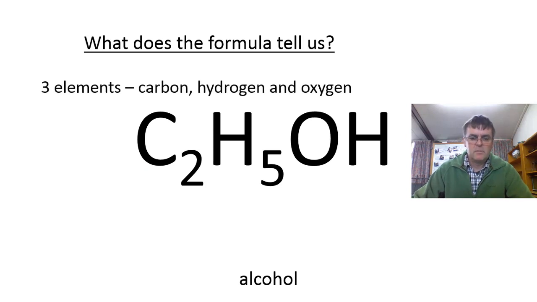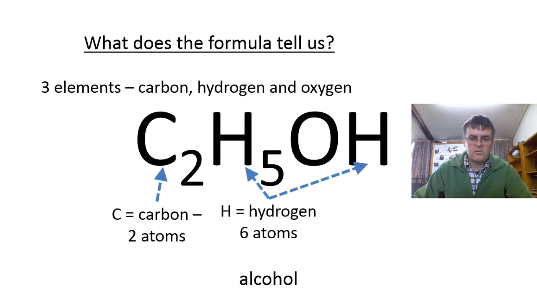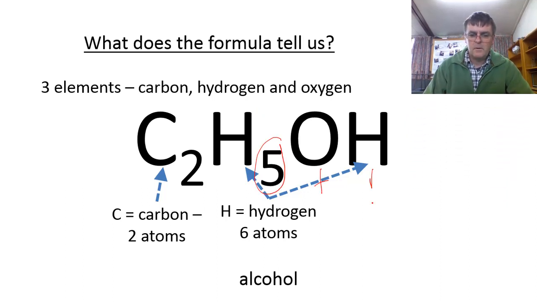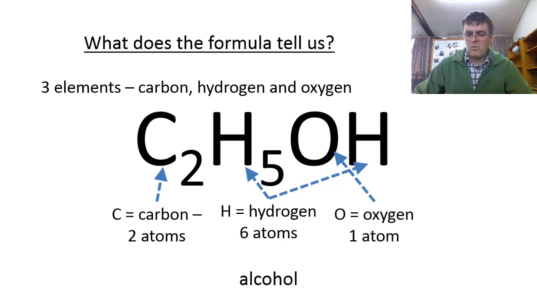So 3 elements. Even though the H is written twice, it's only just the one element. So carbon, hydrogen, and oxygen. How many have I got of each? I've got 2 carbon atoms. It's got that little 2 after it. I've got 6 hydrogen atoms because I've got 5 here plus this 1. And that, my maths is correct, equals 6. Okay, so 5 plus 1 equals 6. And 1 oxygen atom.